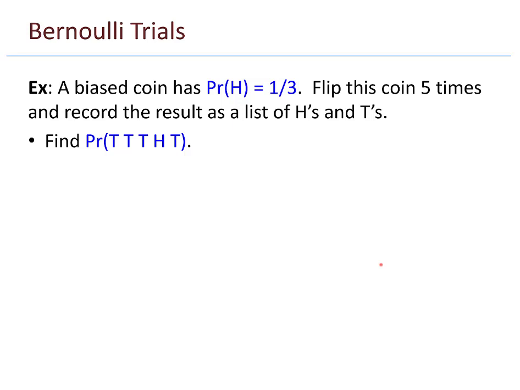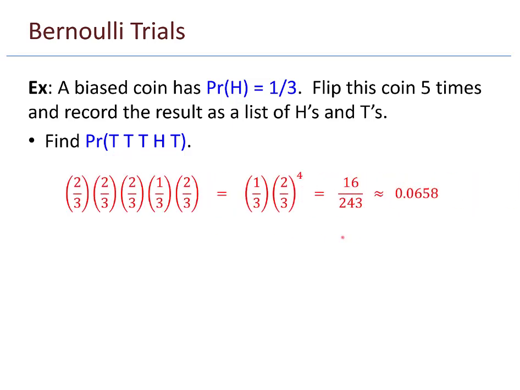So we'll see this. Here's an example. A biased coin has the probability of getting a head as 1/3. Say you flip this coin 5 times and record the result as a list of H's and T's. What's the probability that the outcome is TTTHT? So this is pretty straightforward. The probability of a tail is 2/3, so I get 2/3, 2/3, 2/3. The probability of a head is 1/3 times 1/3 times 2/3.